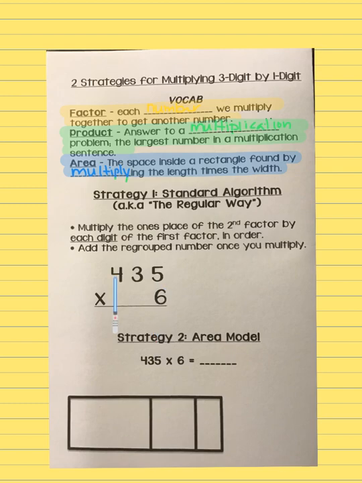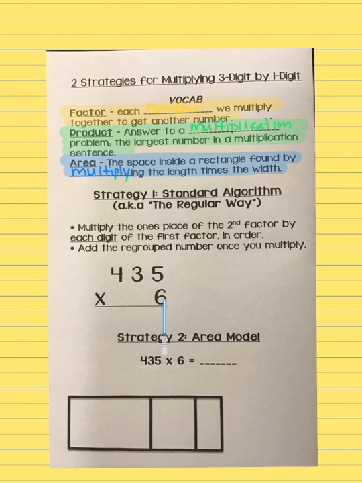So 435 times 6. 435 is a factor, and 6 is a factor because those are the numbers, each number we multiply together to get another number. We're looking for the answer, which is the product. So it's going to be bigger than both of these numbers. First, the directions tell us to multiply the ones place of the second factor by each digit of the first factor in order.